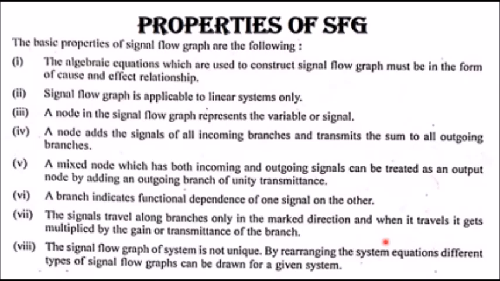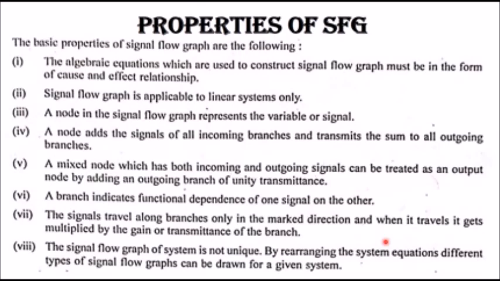These are the properties of a signal flow graph. What are they? The algebraic equations which are used to construct the signal flow graph must be in the form of cause and effect. Let's say y is equal to 2x plus 1. Here the cause is x and the effect is y.